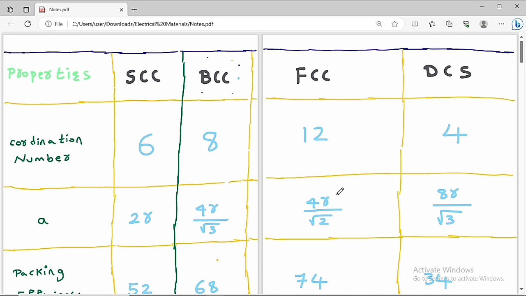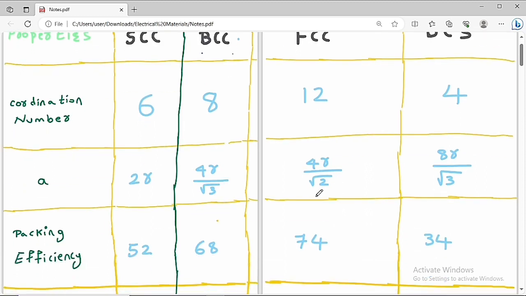Sometimes they can ask you the coordination number, sometimes they may ask you regarding the side length, and also they can ask for the packing efficiency. If you compare the packing efficiency, the maximum value is for FCC, then the second maximum is BCC, then comes the SCC, and the last one is the DCS.